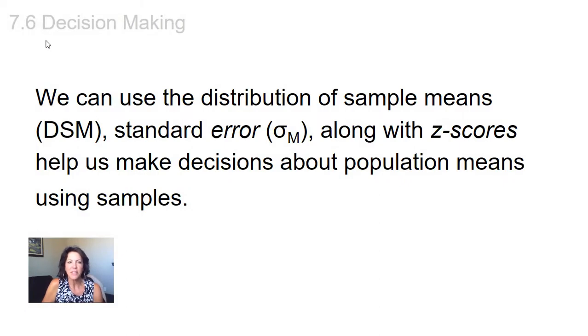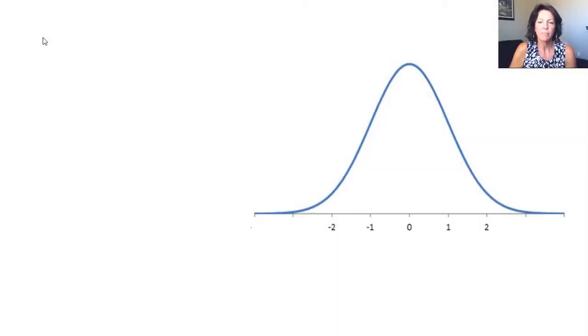So let's look at this statement. We can use the distribution of sample means, the DSM, standard error, along with z-scores, to make decisions about population means using samples. What this means is we're now going to be engaging in inferential statistics. We're going to make decisions about populations based on the samples we have in front of us.